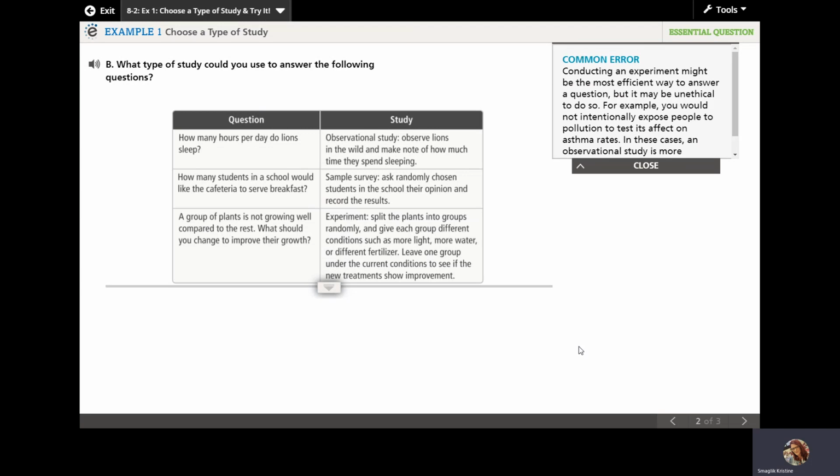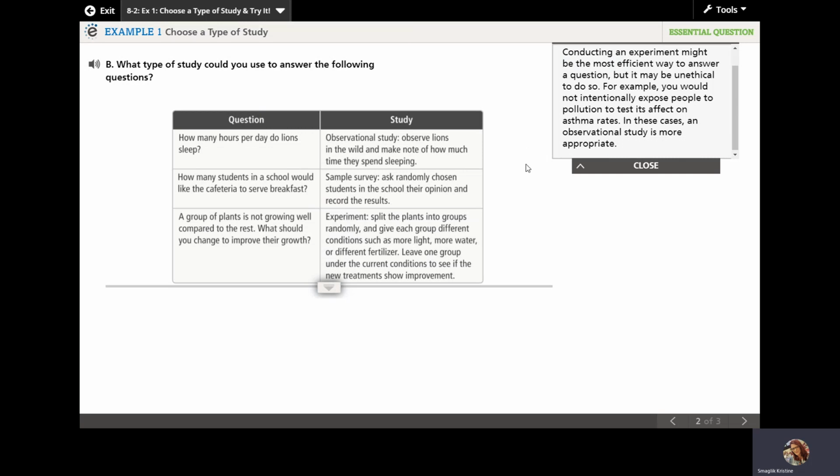Let's take a look at this common error. Conducting an experiment might be the most efficient way to answer a question, but it may be unethical to do so. For example, you would not intentionally expose people to pollution to test its effect on asthma rates. In these cases, an observational study is more appropriate.